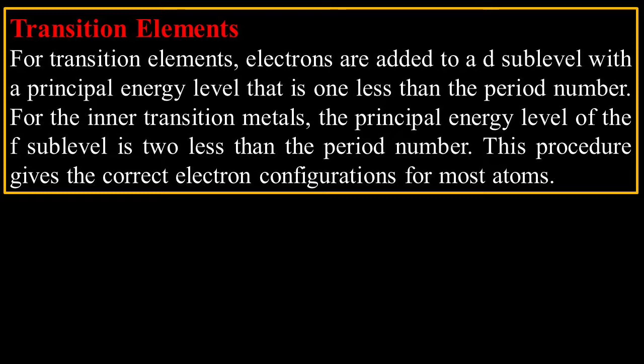Transition elements. For transition elements, electrons are added to a D sublevel with a principal energy level that is 1 less than the period number. For the inner transition metals, the principal energy level of the F sublevel is 2 less than the period number. This procedure gives the correct electron configuration for most atoms.